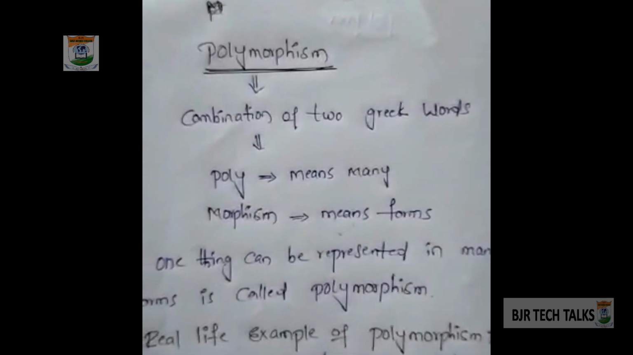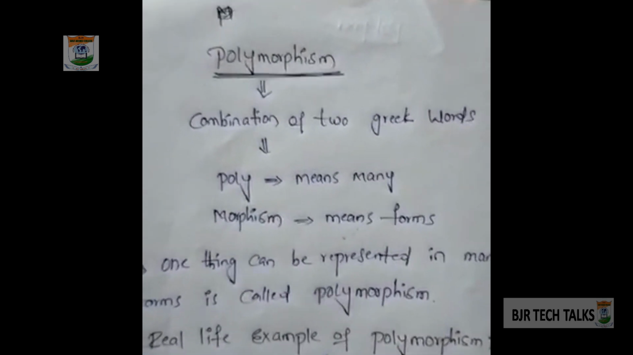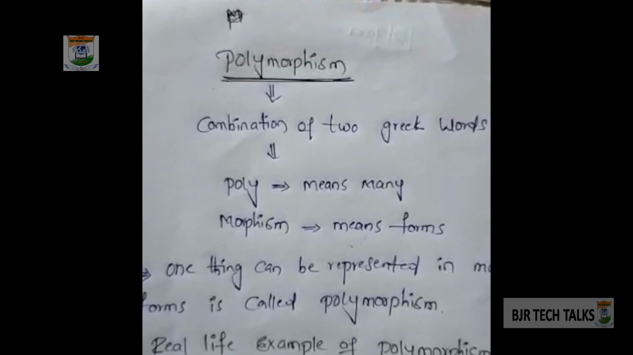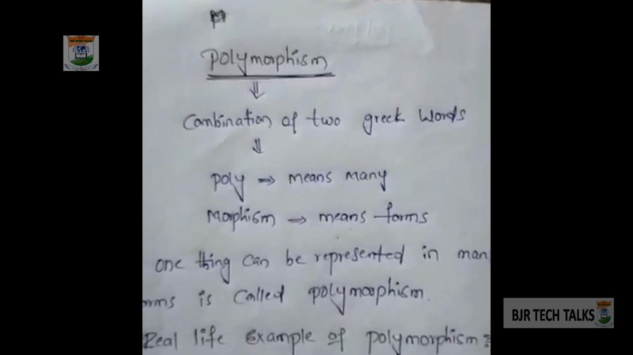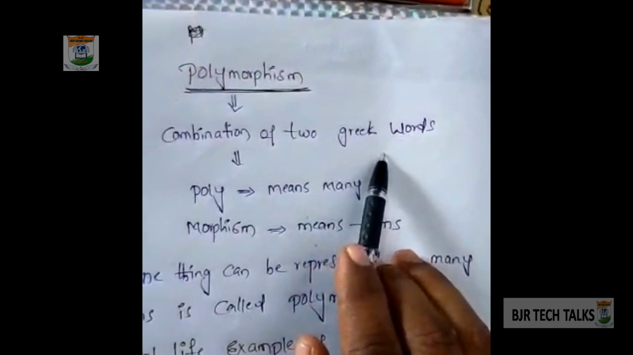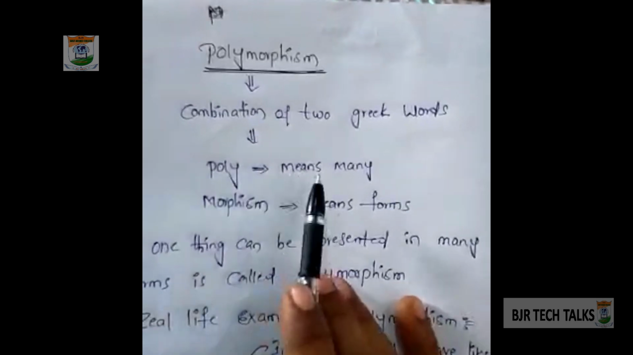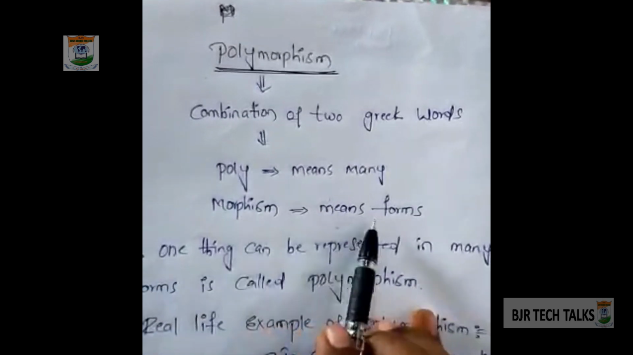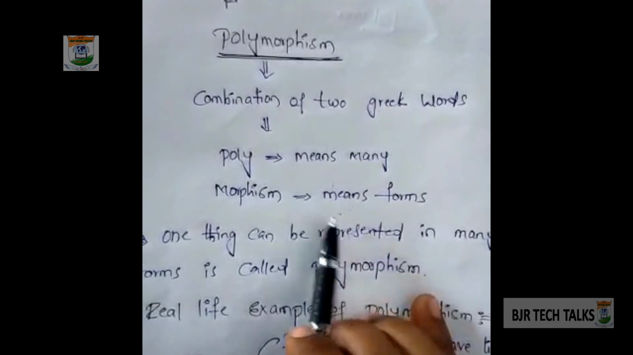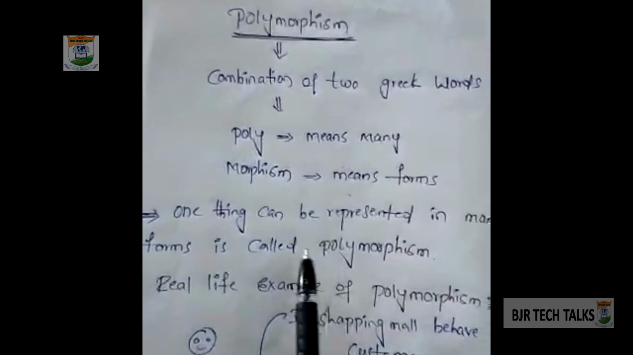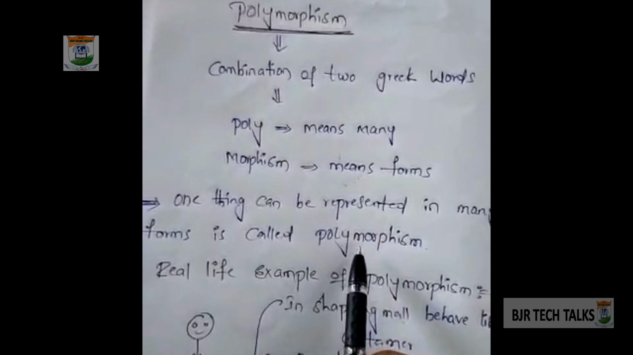Now we are going to discuss what is polymorphism and how many types of polymorphism. First, what is polymorphism? Polymorphism is a combination of two Greek words: poly and morphism. Poly means many, morphism means forms. It means many forms. Polymorphism is when one thing can be represented in many forms.